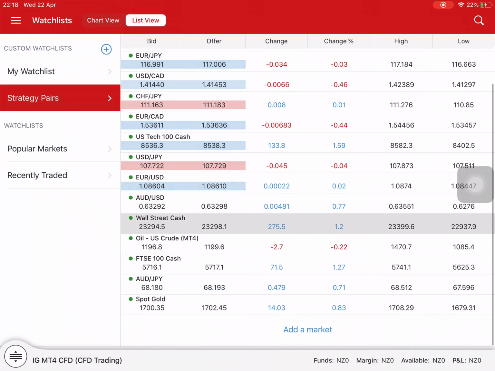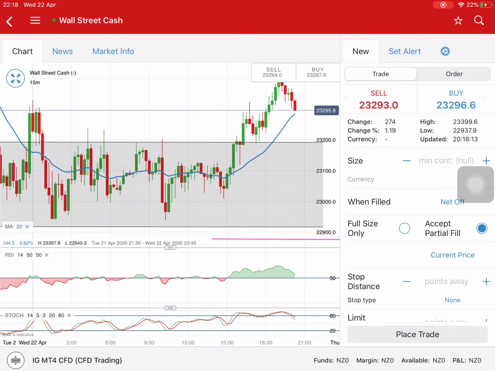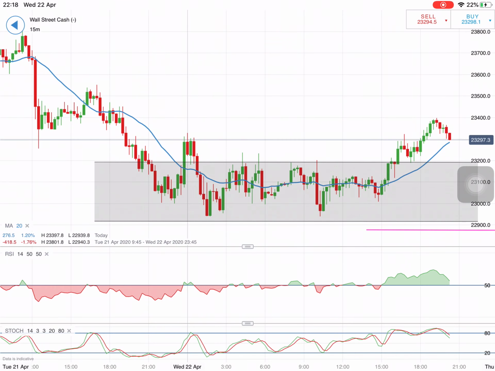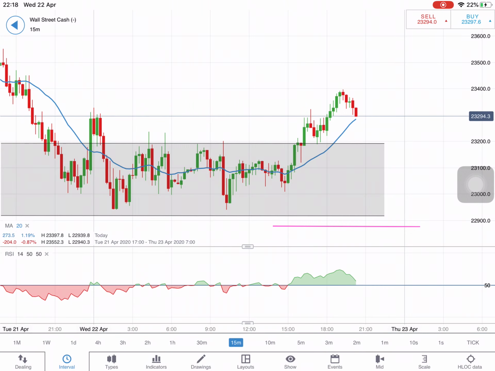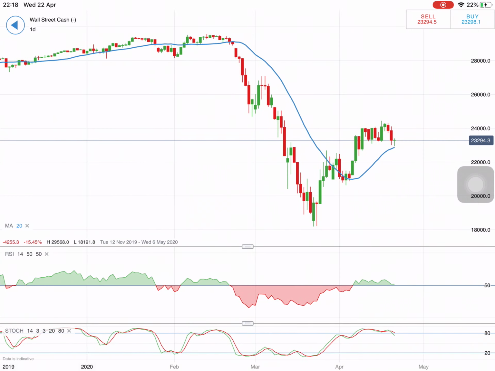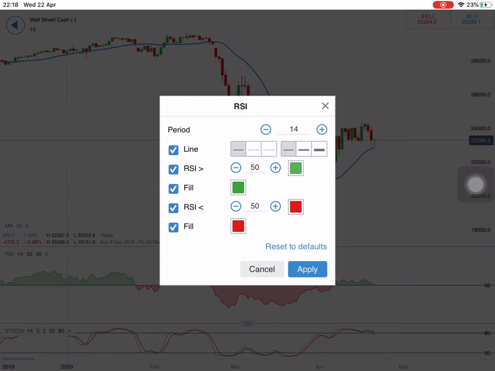Let's take the Dow Jones for an example. Basically what it is, it's the RSI indicator, but it's modified. It's not your standard 70-30 level. It is set to, as you can see, 50-50. You have a green zone and you have a red zone. Obviously the green zone will be your buy entry trigger, and your red zone will be your sell entry trigger.